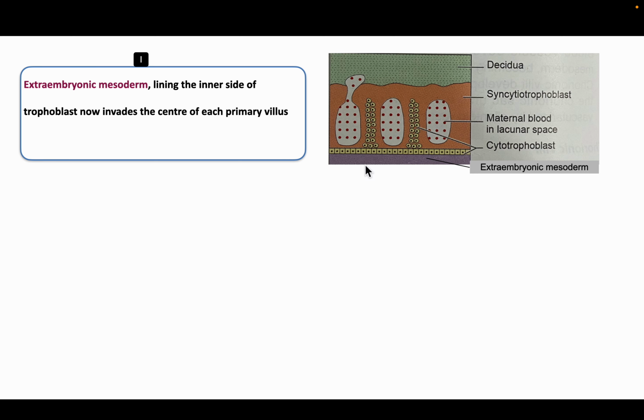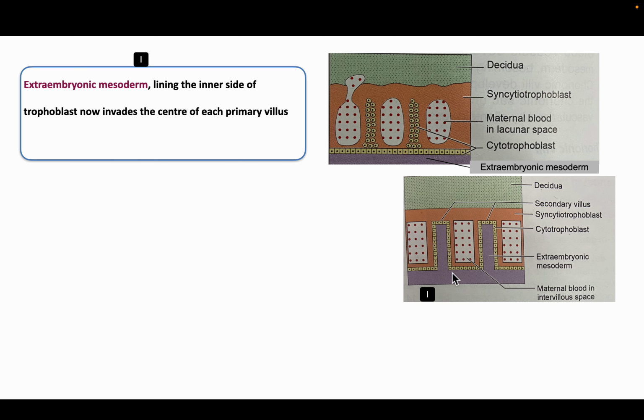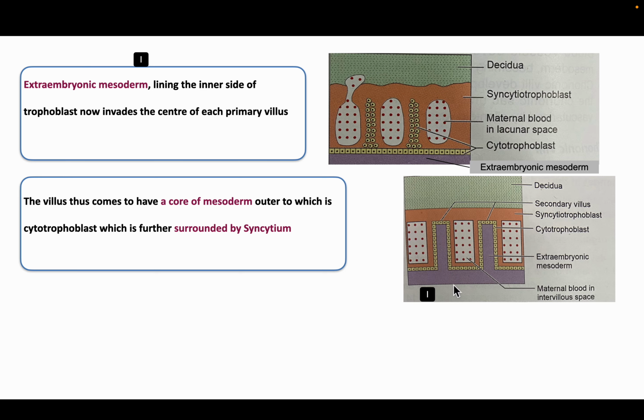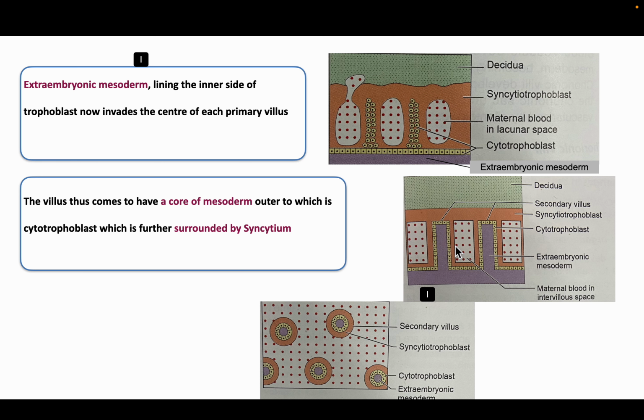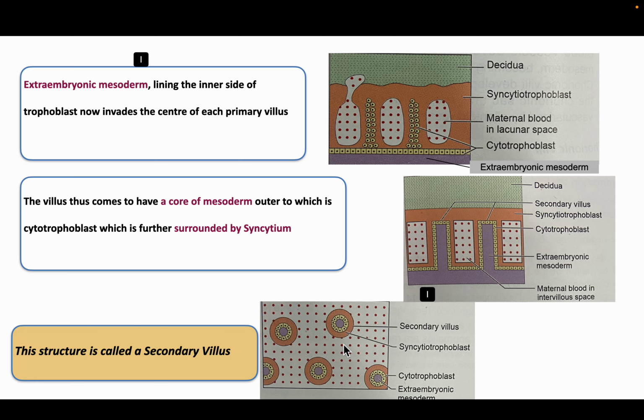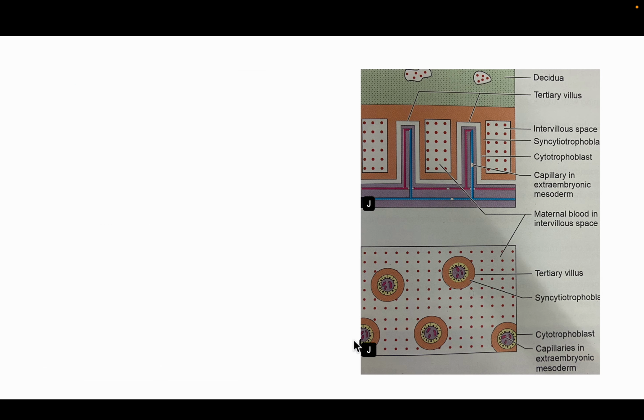Now the extraembryonic mesoderm, which is lining the inner side of the trophoblast on this side, invades the center of each primary villus. So this is how it is happening. The villus thus comes to have a core of mesoderm, outer to which is cytotrophoblast, which is further surrounded by syncytiotrophoblast or syncytium. Now this is known as the secondary villus. The secondary villus has a central core of extraembryonic mesoderm surrounded by cytotrophoblast, surrounded by syncytiotrophoblast, and outer to this, in the intervillous space, the maternal blood is present.